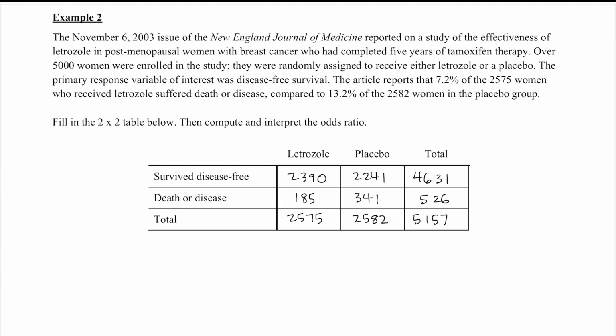Now it says compute and interpret the odds ratio. It doesn't say what is considered success. What I would go by is the fact that the percentages we were given was for suffering death or disease. So even though that might seem counterintuitive, I would probably call that success in this case, because that's kind of what was reported out to us. So the odds of suffering death or disease for the letrozole group, that would be 185 successes to 2,390 failures, which gives 0.077. You can double check me on that.